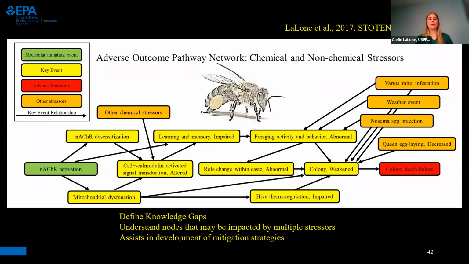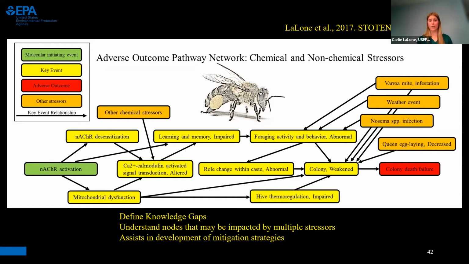So back in 2017, together with our program office partners from the Office of Pesticide Programs, we developed an adverse outcome pathway network that considers both chemical and non-chemical stressors and activation of the nicotinic acetylcholine receptor, leading to colony death and failure for Apis mellifera, which is the honeybee species. And so we generated this AOP network, which is also in the AOP wiki.